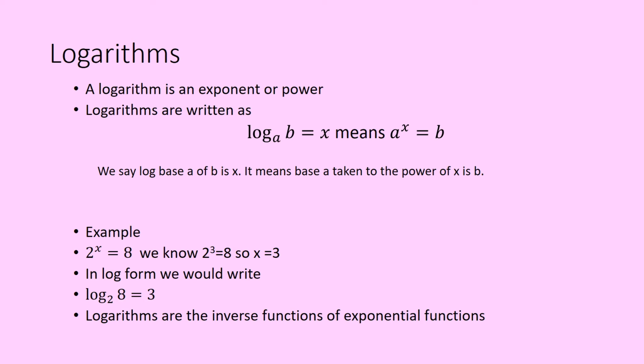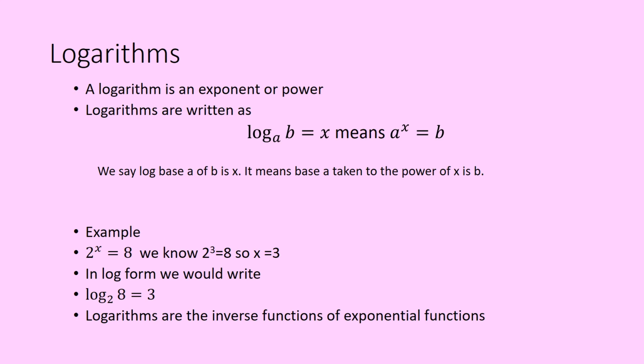A logarithm is the actual exponent or the power. So the key thing to remember is that the logarithm is the power. So logarithms are written as log, a little a, b is equal to x. And we say this as log base a of b is equal to x. And that means that a, the base a, to the power of x is equal to b. So I'll repeat that. Log base a of b is equal to x. That means that a to the power of x is equal to b.